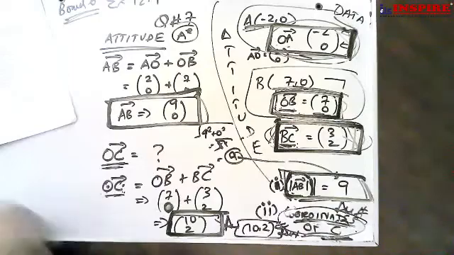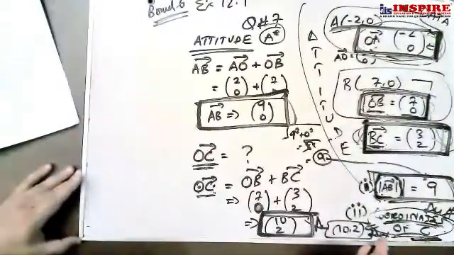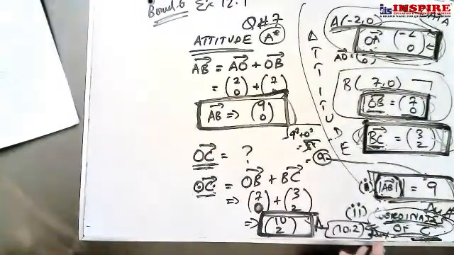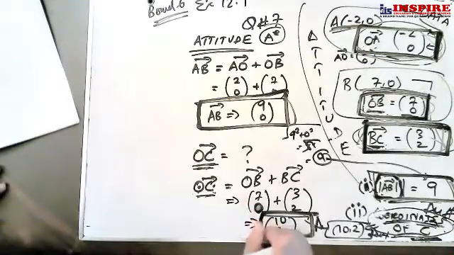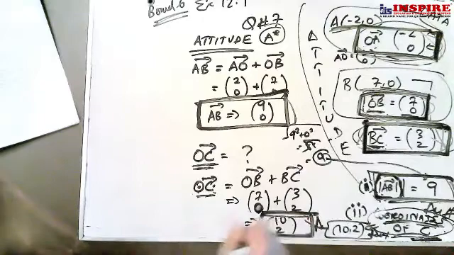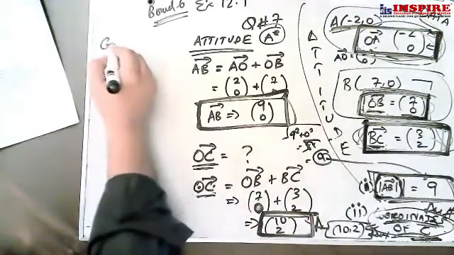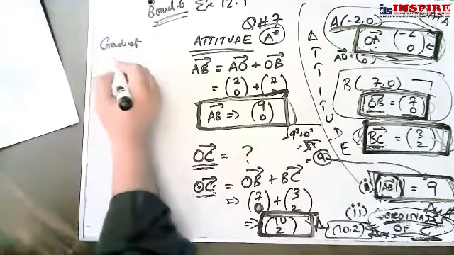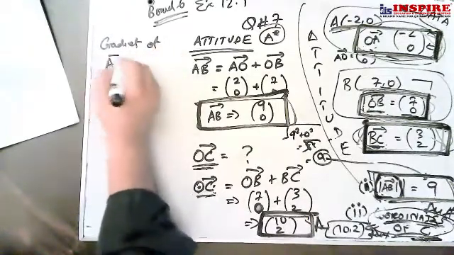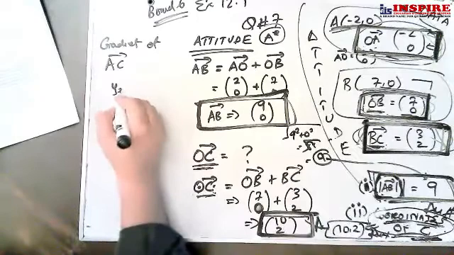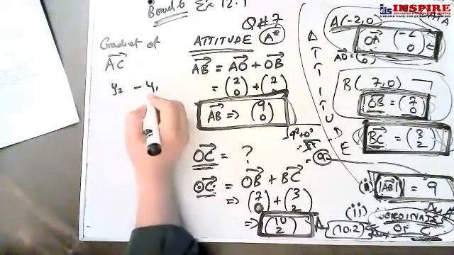Okay? Last part of the question. He says in English, last part of the question. The gradient of AC. Gradient of AC. What is the formula for gradient? y2 minus y1 over x2 minus x1.